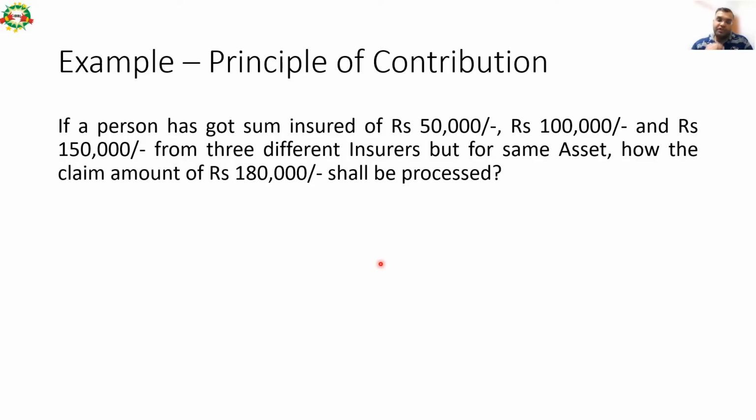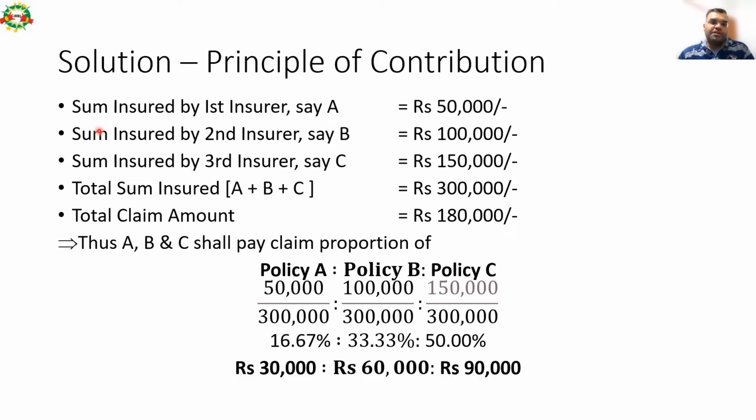So I have purchased 3 insurance policies for a specific asset of mine from 3 insurance companies, and the sum insured from company A is 50,000, B is 1 lakh and C is 1.5 lakhs. So if I want to claim my 1.8 lakh rupees, then what should be the process, how much amount will each company pay? So here in this question, the sum insured by the first insurer, say A, is 50,000, B is 1 lakh, C insurer is 1.5 lakh. So the total sum insured by me for the asset put together by 3 companies is 3 lakh rupees, and the total claim amount is 1.8 lakh rupees, right?